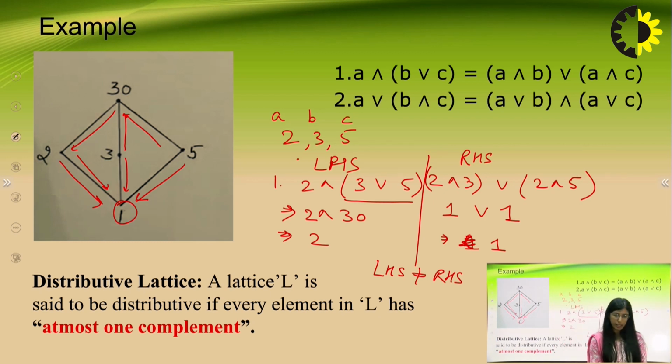Also, there is a hint, since it is not possible for us to check it for every three elements. A lattice L is said to be distributive if every element in the particular lattice has at most one complement. It is also possible that a particular element does not have a complement in the case of a distributive lattice, but it cannot have more than one complement. This is the condition.